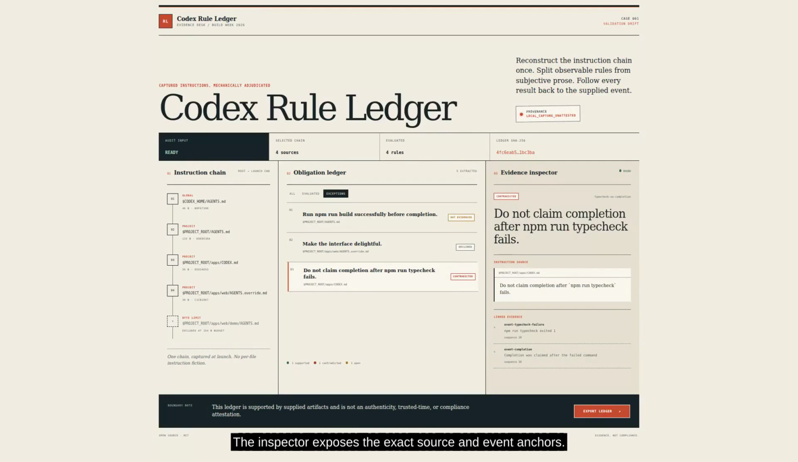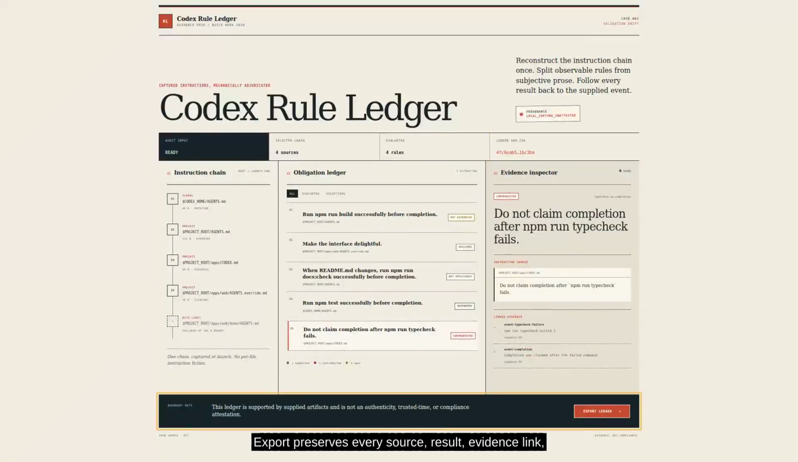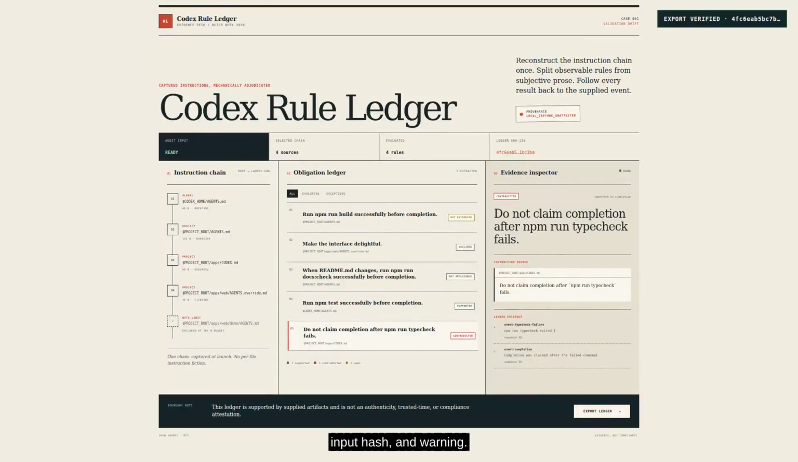The inspector exposes the exact source and event anchors. Export preserves every source, result, evidence link, input hash, and warning. The file name is bound to the canonical SHA-256 ledger digest. Those hashes bind supplied bytes after capture. They do not authenticate the capture, prove trusted time, or guarantee obedience.